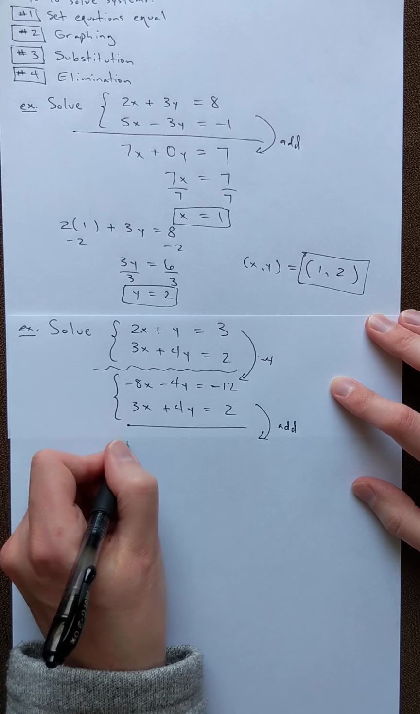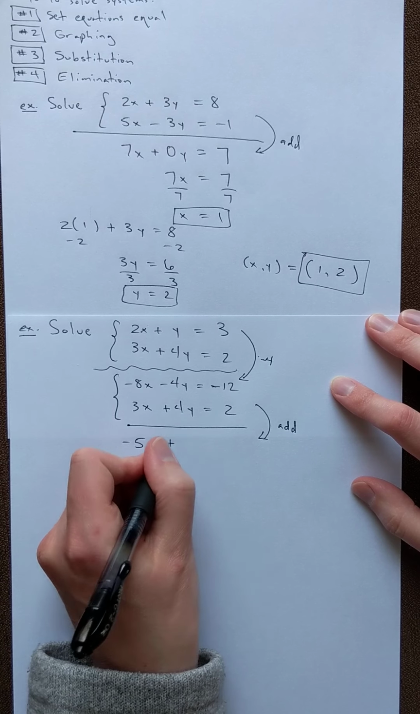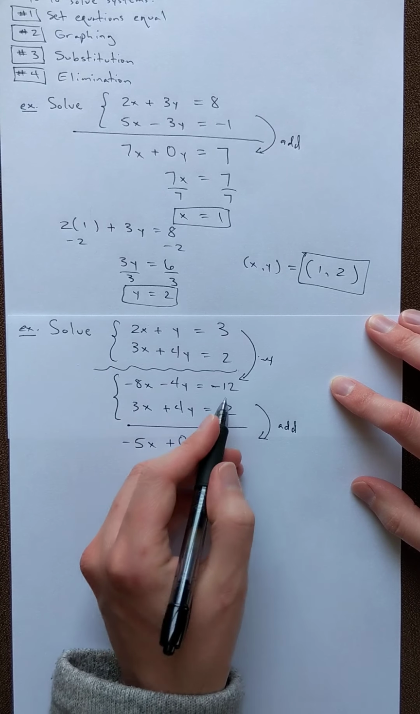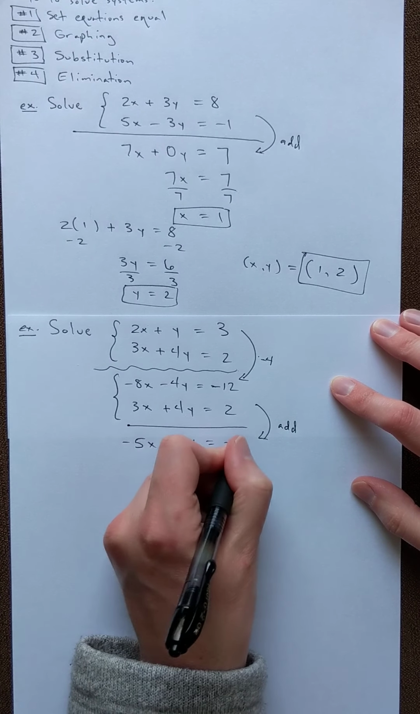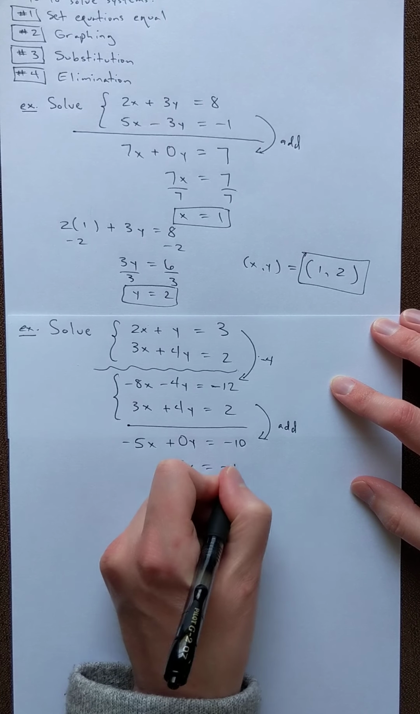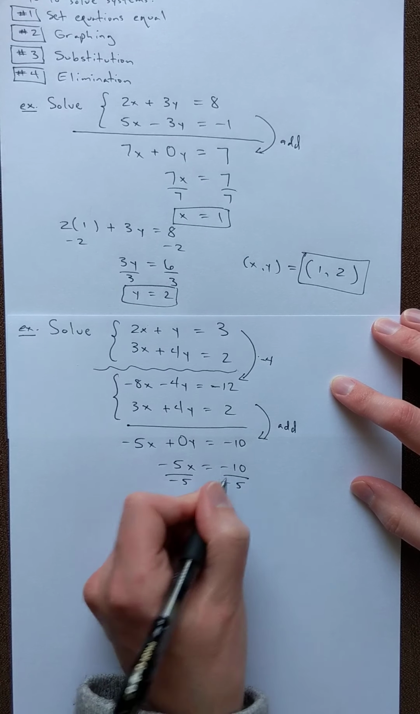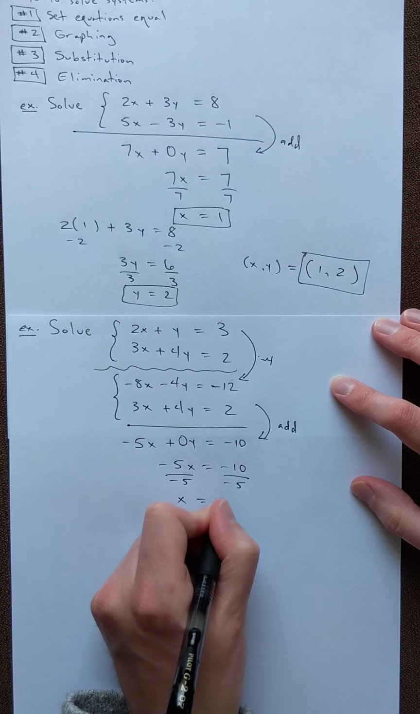negative 8x plus 3x would be negative 5x. Negative 4y plus 4y is 0y. And negative 12 plus 2 is negative 10. And so we have minus 5x equals minus 10. And then divide both sides by minus 5. x is equal to 2.